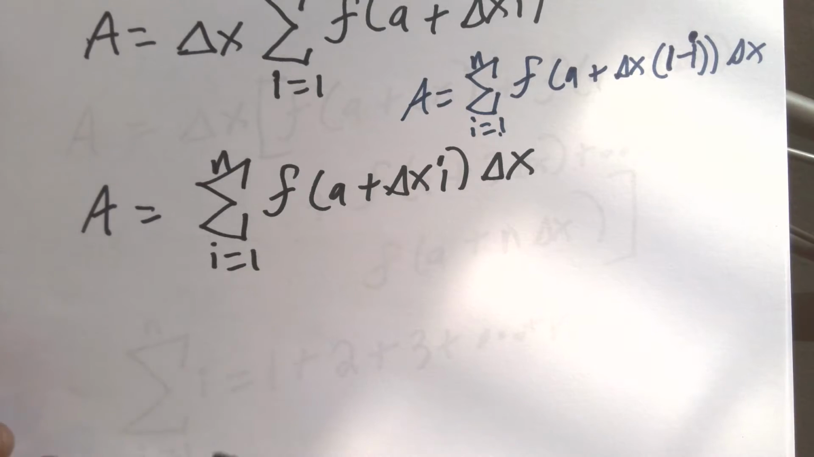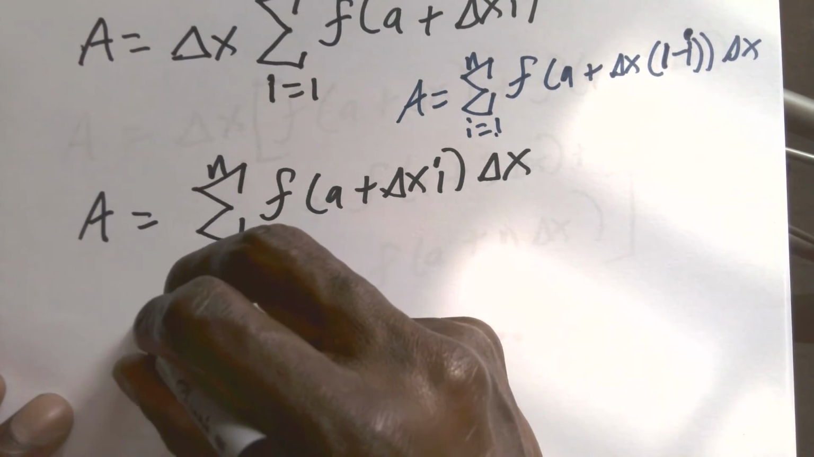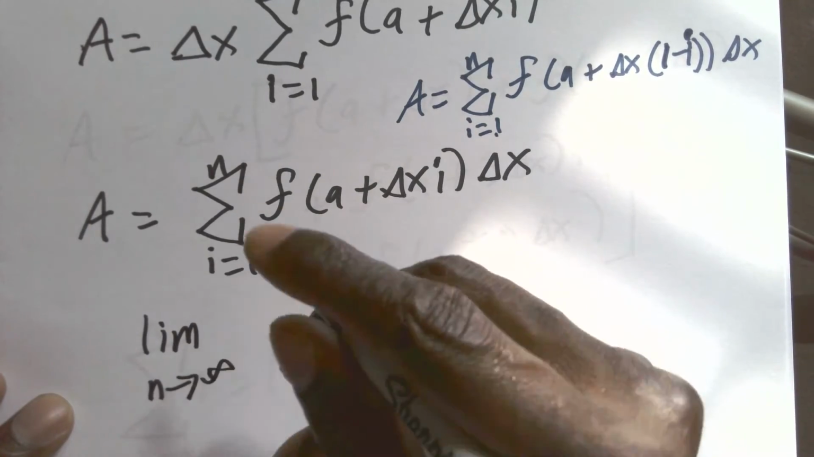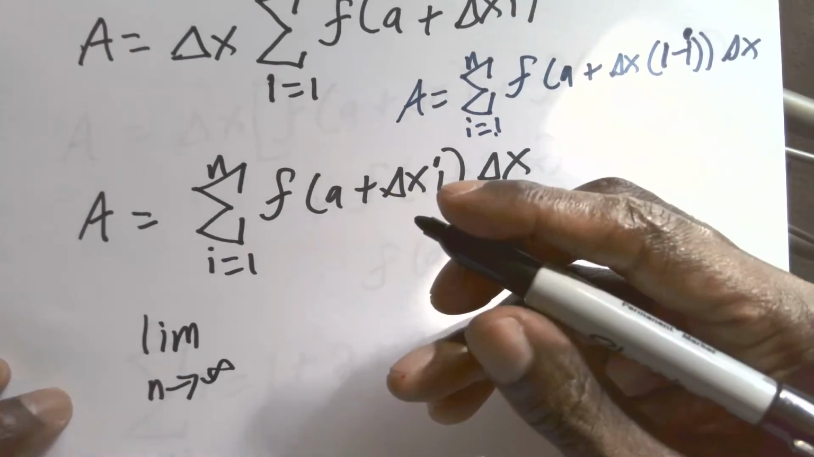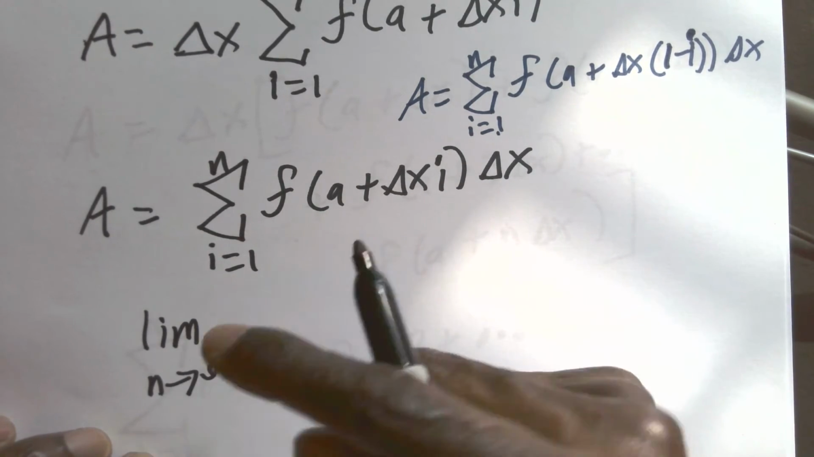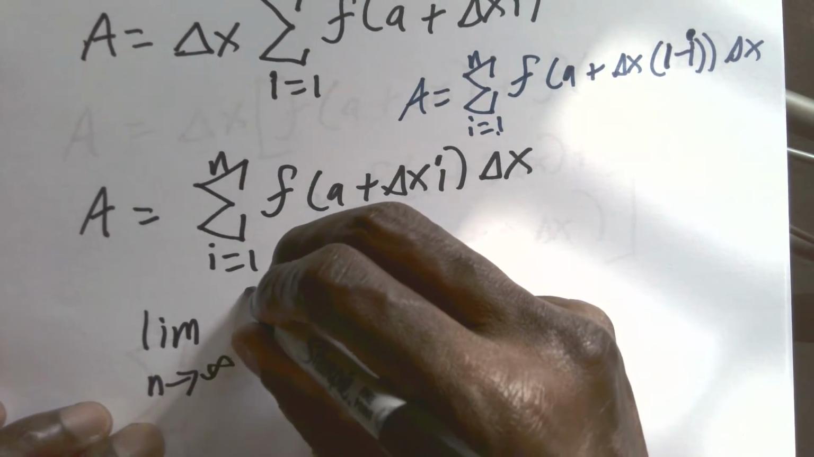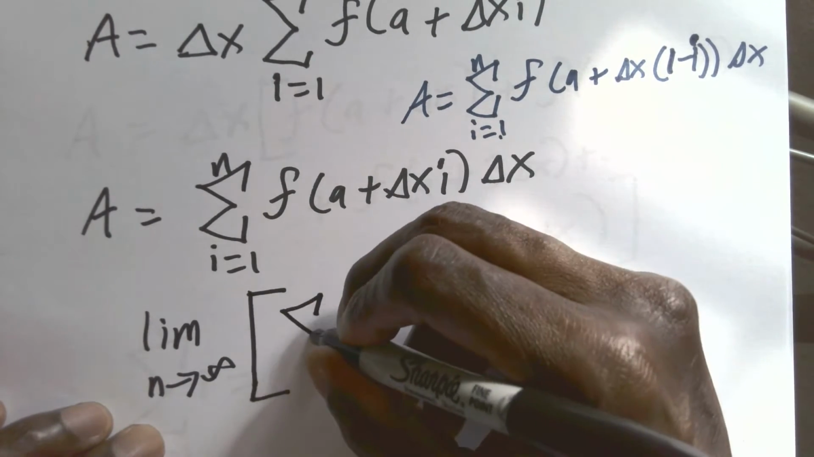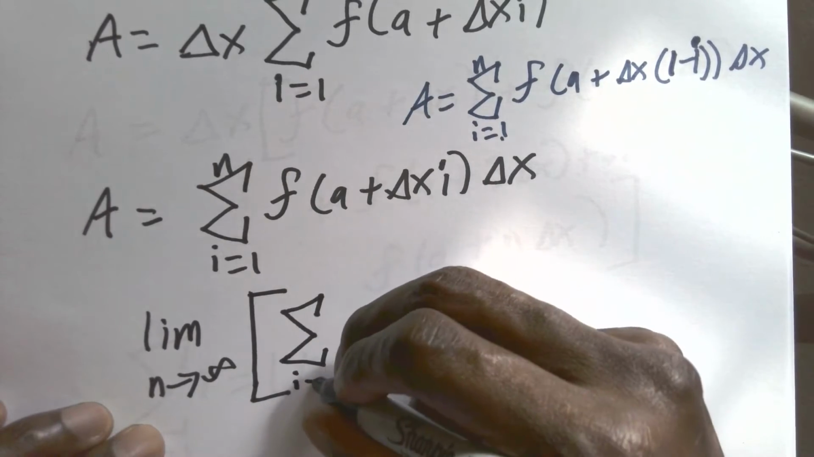So how can we use an infinite number of rectangles based off this formula? Simple. All we have to do is take the limit as n goes to infinity. Remember, n is the number of subintervals, or the number of rectangles. So if I take the limit of this as n goes to infinity, that'll give me the true area under the curve.